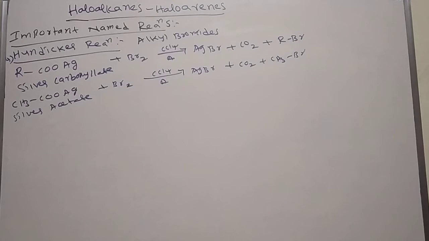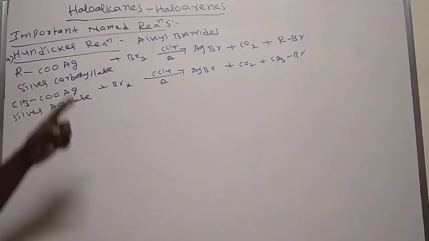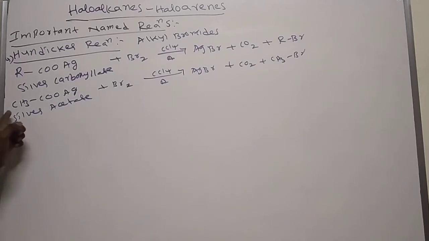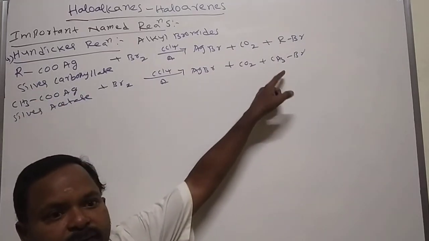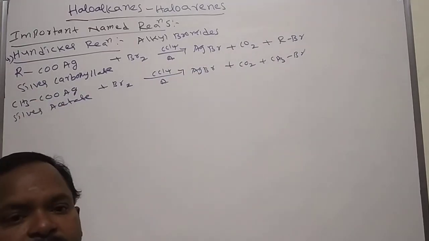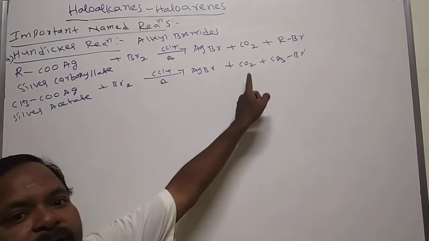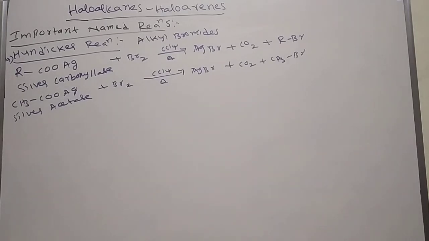What is the difference between this Hunsdiecker reaction and the remaining reactions, the Groves reaction, the Finkelstein reaction and the Swarts reaction? In all of them, the reactants and reagents have the same number of carbon atoms, but in the Hunsdiecker reaction, the product has one less carbon, because it liberates a carbon dioxide molecule.